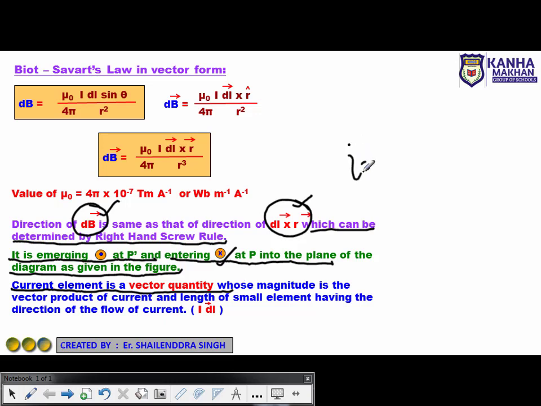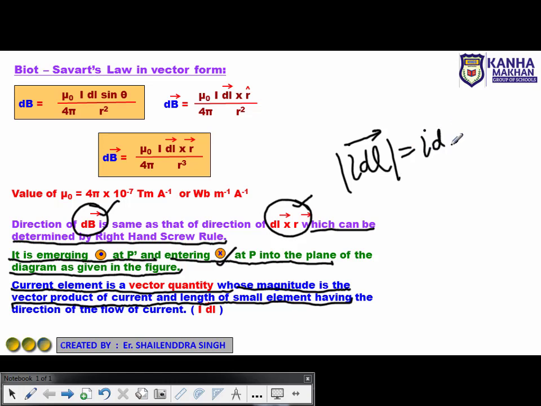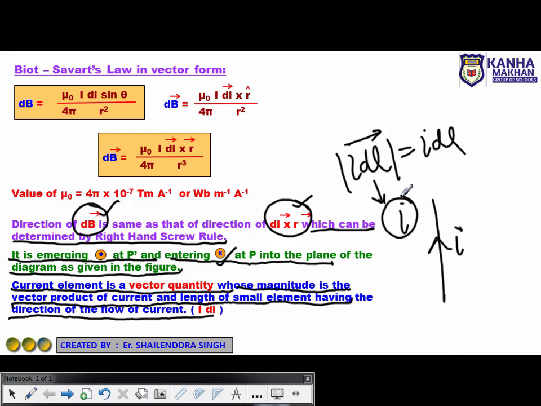What was the current element? IDL is commonly known as the current element, whose magnitude is the vector product of the current and the length of the small element. What should be its magnitude? Its magnitude will be I into dl, and the direction is the direction of the flow of current. In which direction will it be directed? It must be directed along the direction of the current. Current is a scalar, but current element is a vector quantity. Keep this carefully in your mind, so that you do not face any problem later.